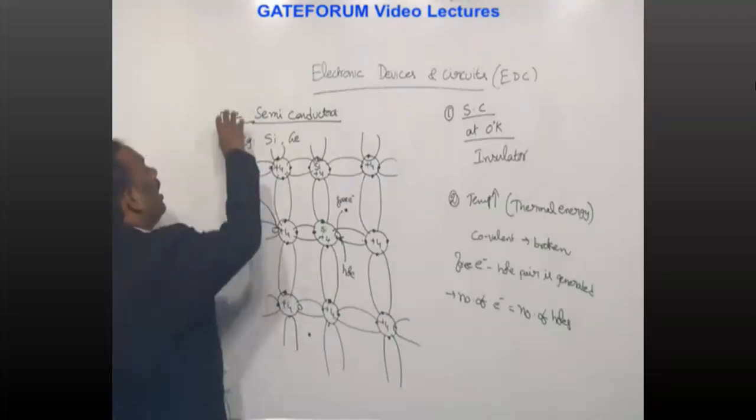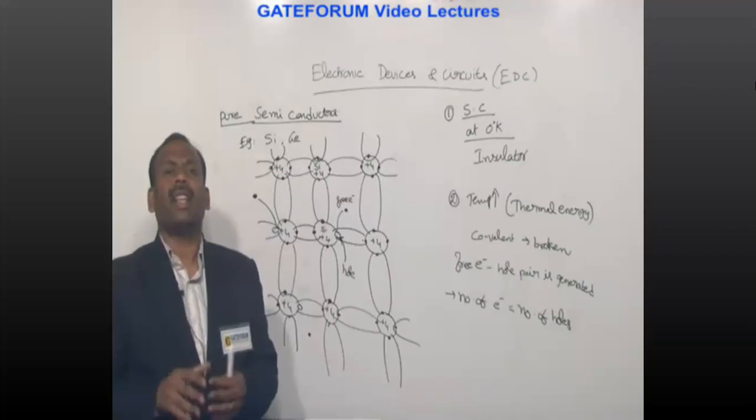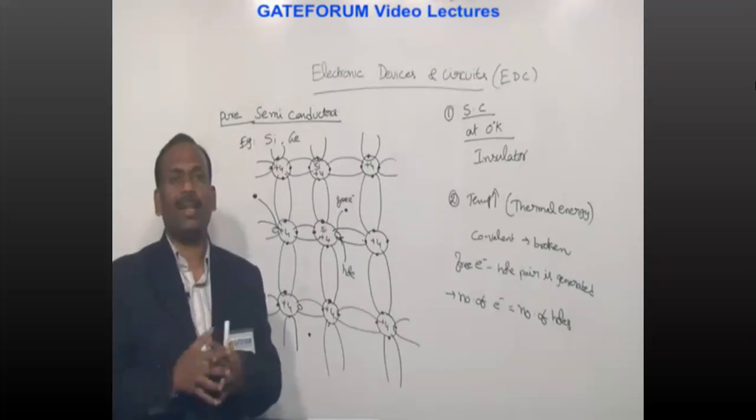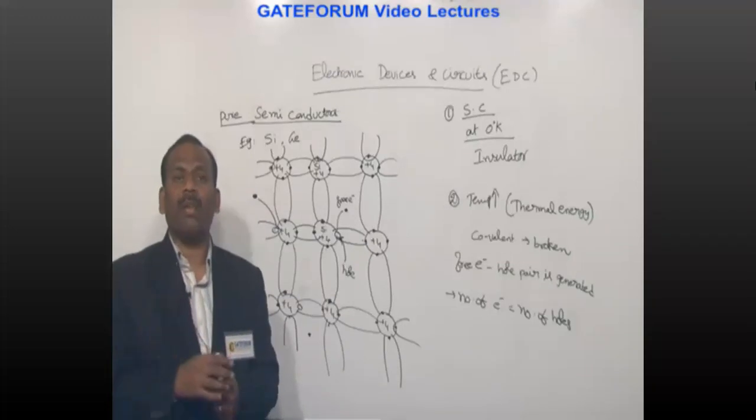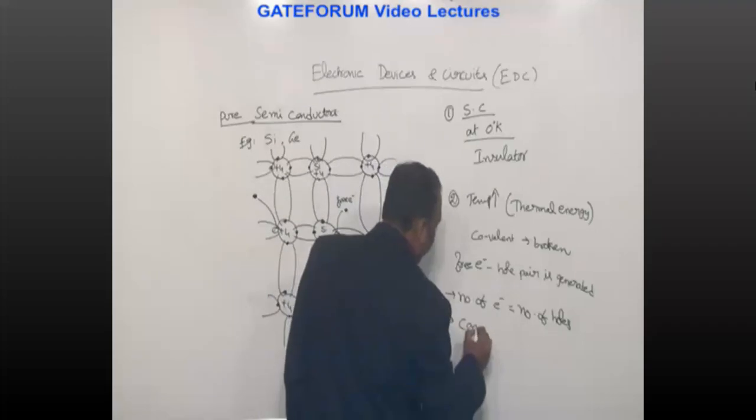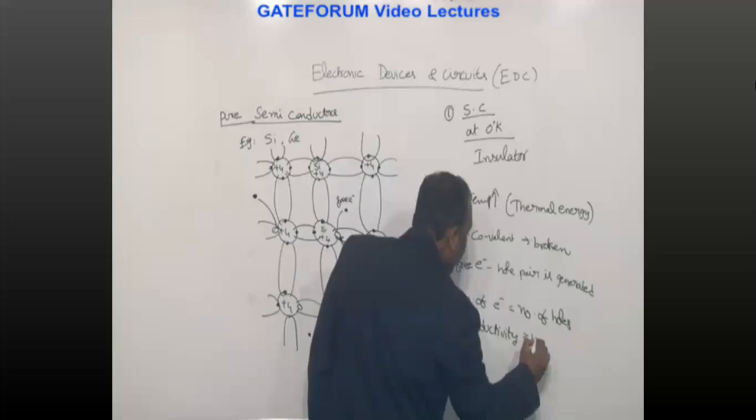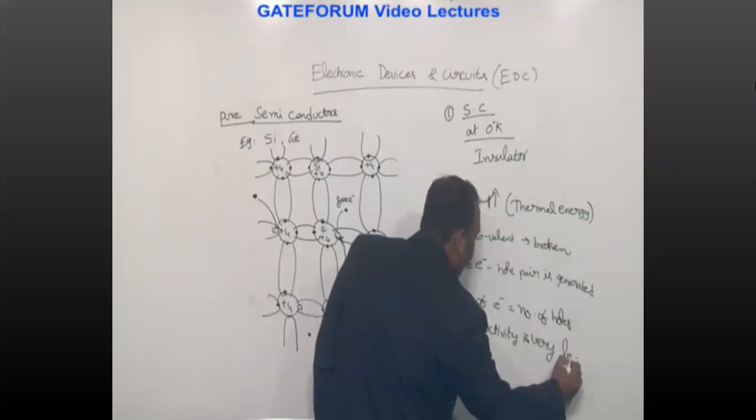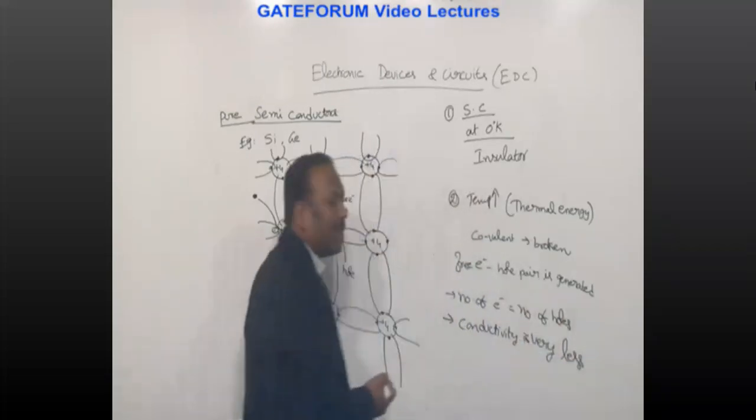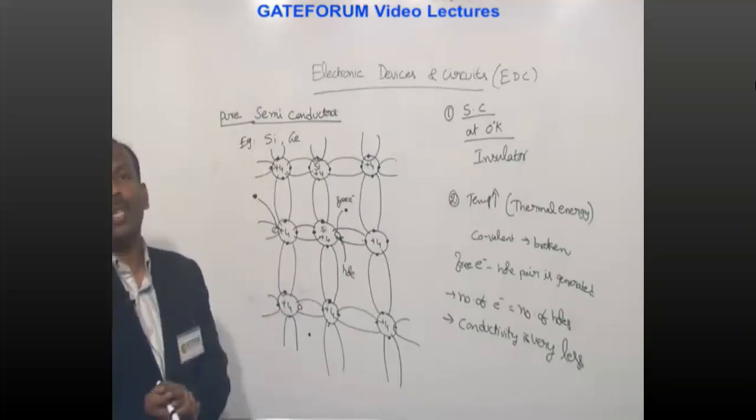Now, what is the disadvantage of this pure semiconductor? The number of charge carriers, that's electrons and holes, is very small. Because of the small number of electrons and holes, conductivity is very low. That is the disadvantage of an intrinsic semiconductor.